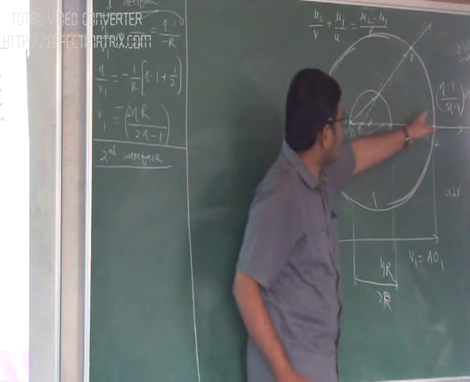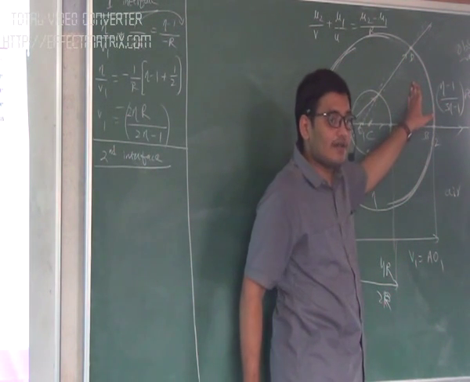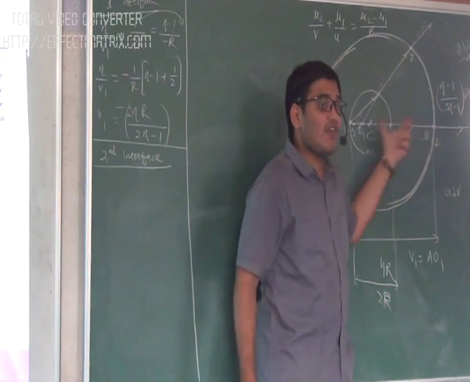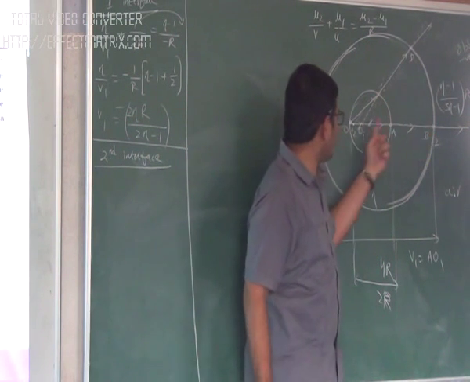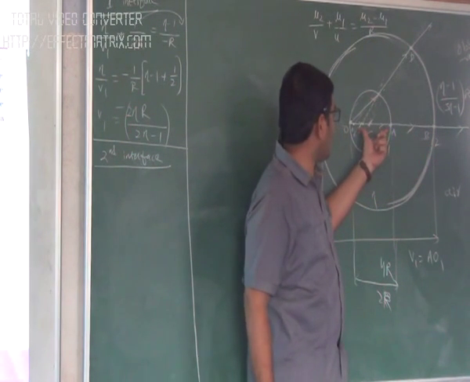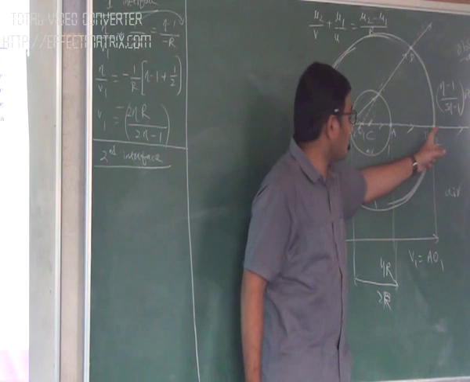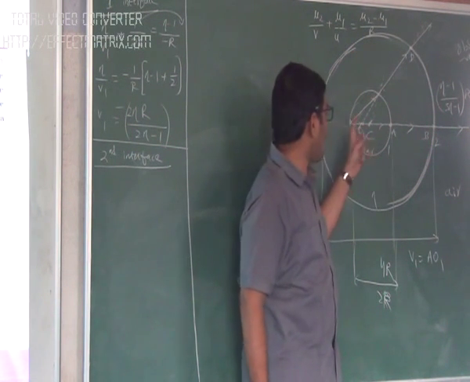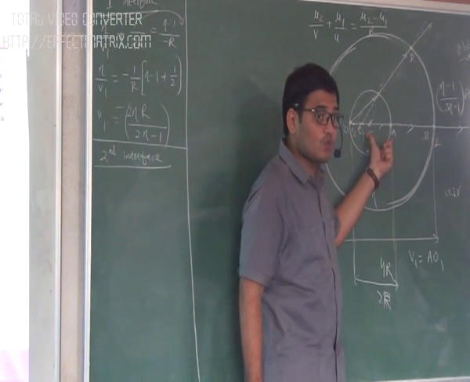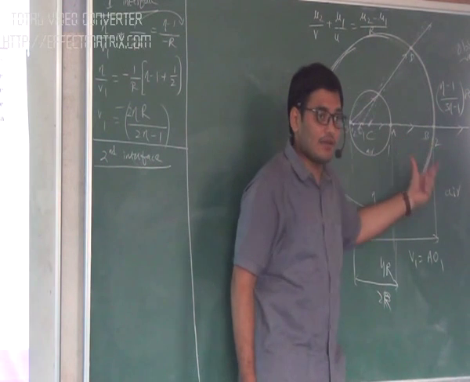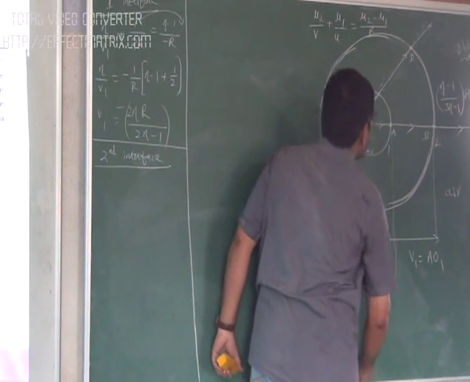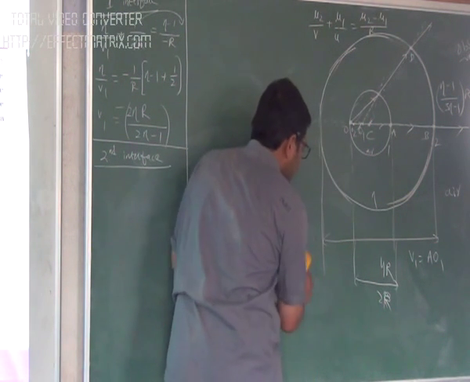What is the mu2 for the second interface? 1. Mu1 is neta. What is the object distance for this second interface? BO1, which is nothing but AB plus AO1. AO1 is V1, so it is V1 plus R. So for that we are supposed to calculate V1 plus R.